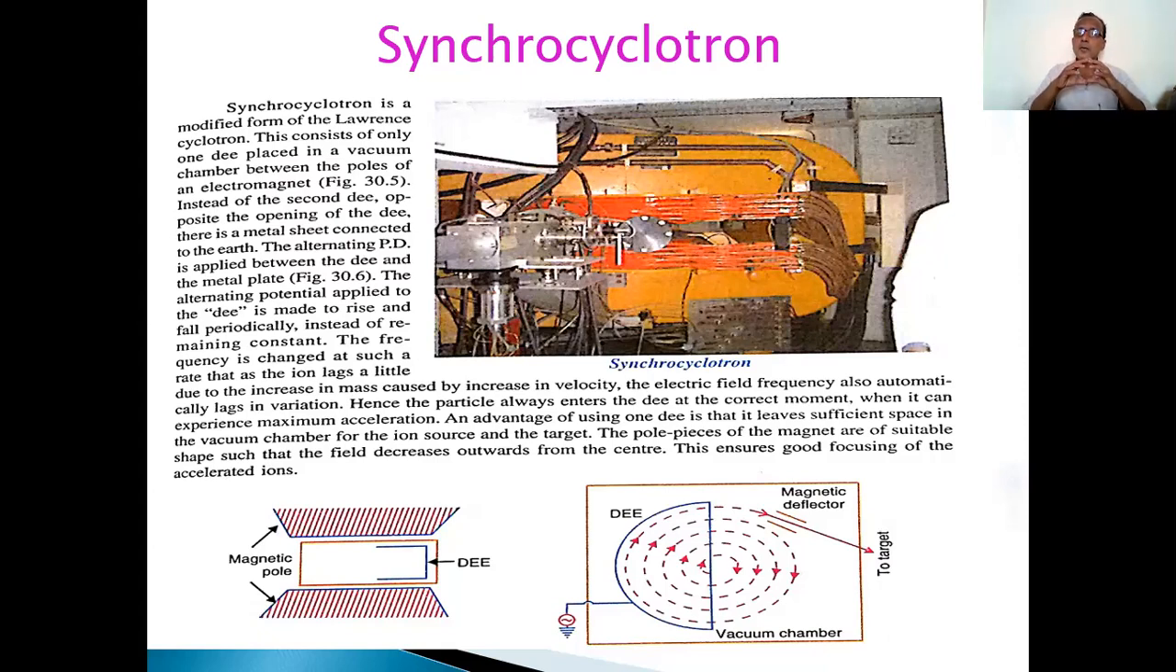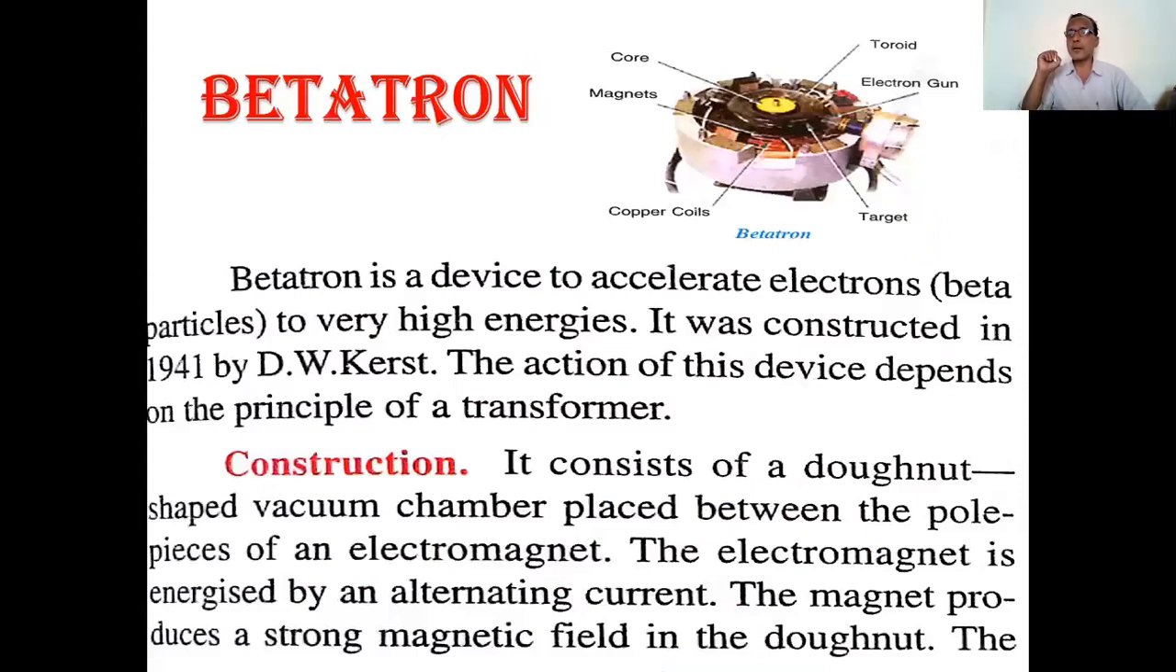Therefore, this cyclotron is called the synchrocyclotron. It is also called the modified form of the cyclotron, or sometimes the frequency modulated cyclotron. Have you got it? Now let's go to the next type of particle accelerator.